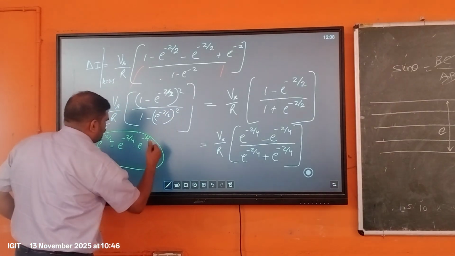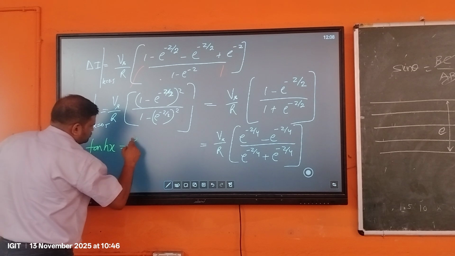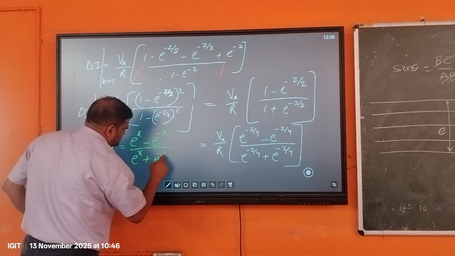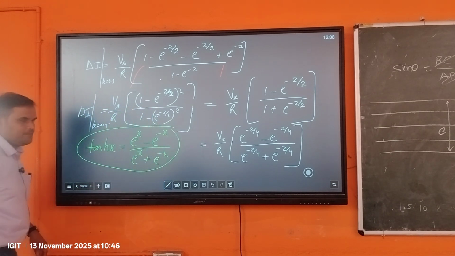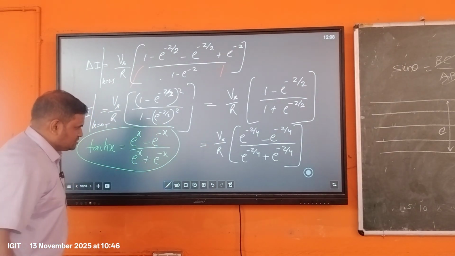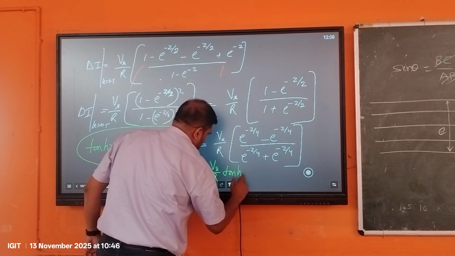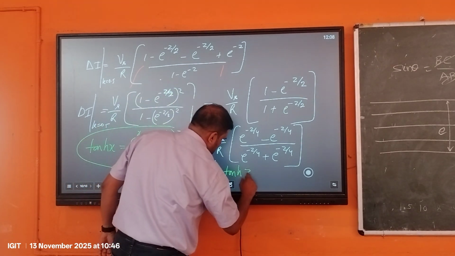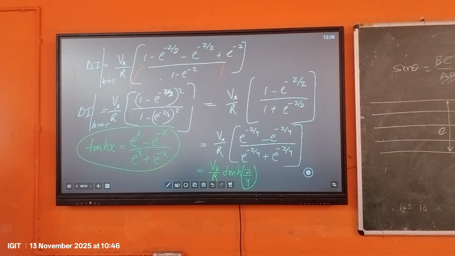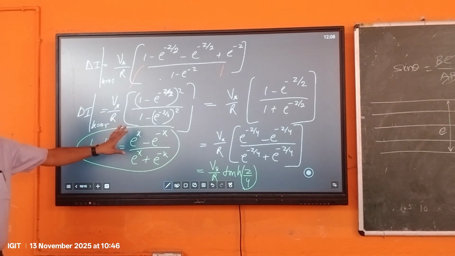Okay, this is a formula we are going to use here, that is called tanh x, e to the power x minus e to the power minus x by e to the power x plus e to the power minus x. This formula, hyperbolic tanh x. Now that thing is easily recalled as Vs by R tanh. What is x? Z by 4. That's all. This is a hyperbolic tanh of x, which is nothing but, I will draw the curve for you.